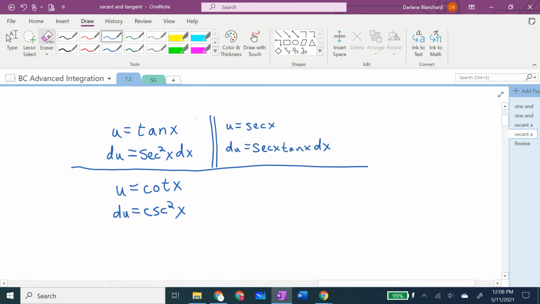Oh my gosh, did I say negative and then not write it? Thank you for correcting me on that. Anytime you take a derivative of a, quote, co-trig function, you always get negative when you take the derivative.